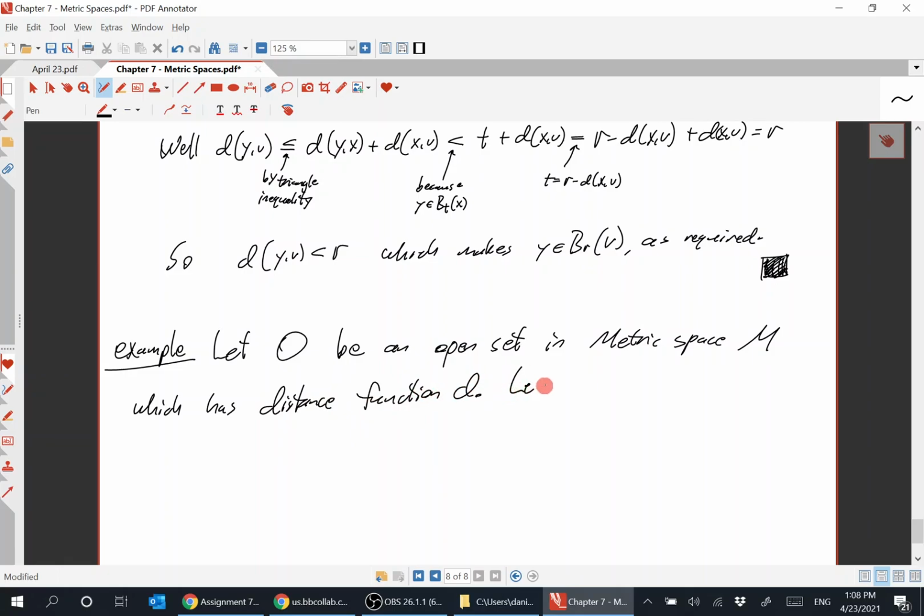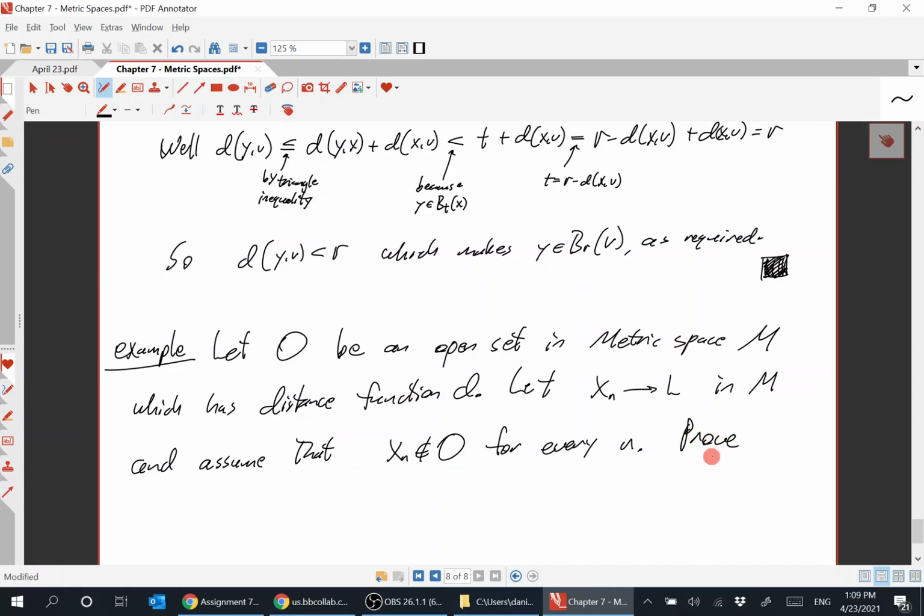Okay, let Xn converge to L in metric space N. So Xn is a sequence converging to L in metric space N. And assume that Xn is not in the open set for every N. So we got an open set in the metric space, and we got a sequence outside that open set. And the sequence converges to L. What has to happen is that L is not in the open set.